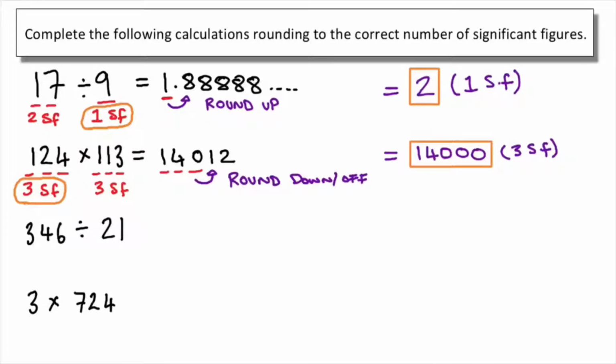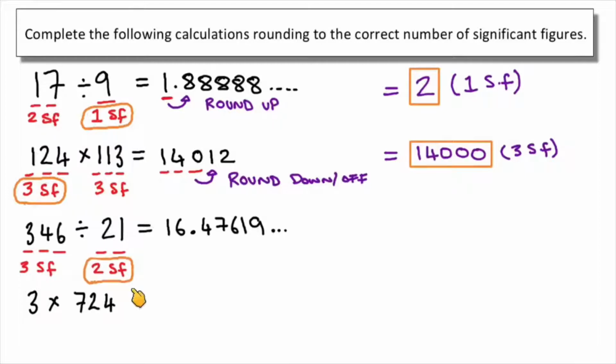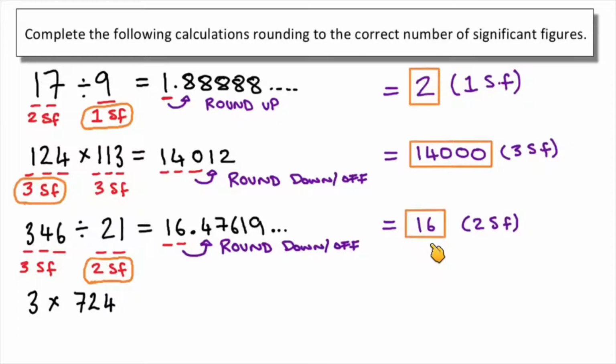Looking at the third question, 346 divided by 21 gives us an answer of 16.47619. We have 3 significant figures here, and we have 2 significant figures in 21. So we're going to round our answer using 2 significant figures. So we're going to keep the 1 and the 6. We look at the digit to the right to see if we're going to round up or round down. In this case, we're going to round down, which gives us an answer of 16 to 2 significant figures.